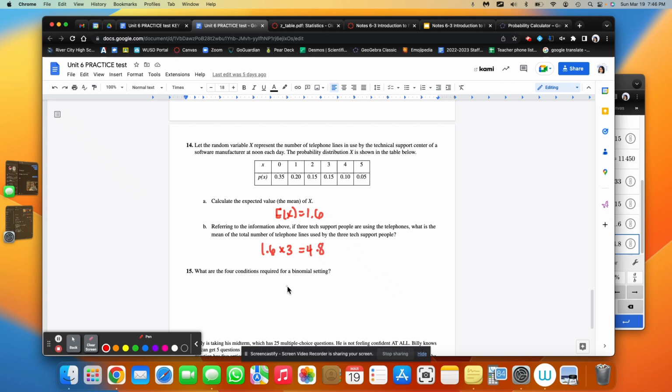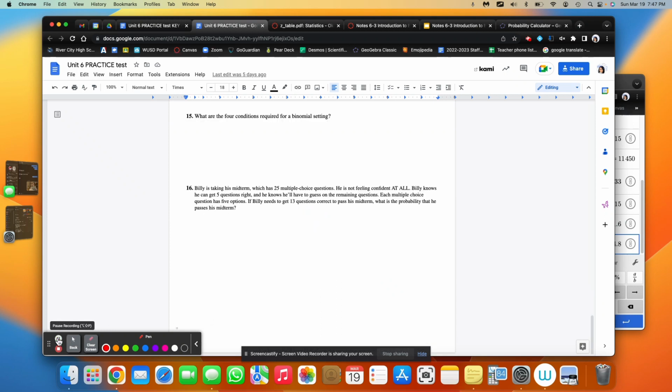For 15, what are the 4 conditions required for a binomial setting? Instead of going through that and writing it down, I'm just going to say it verbally. The first condition is that you can define a success and a failure. The second condition is that the observations and trials are independent. The third condition is that there's a fixed number of trials or observations. The fourth condition is that the probability of success is the same for every trial or observation. You can get that directly from your notes.